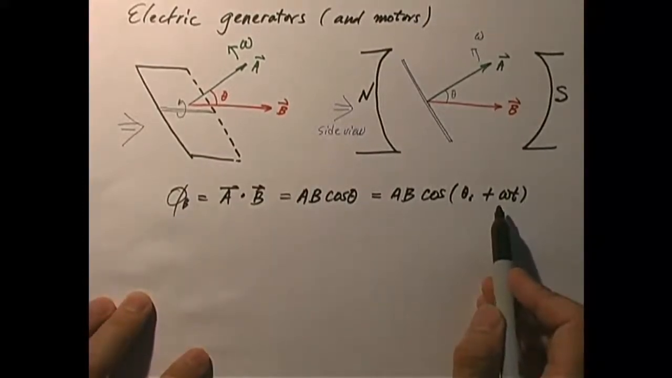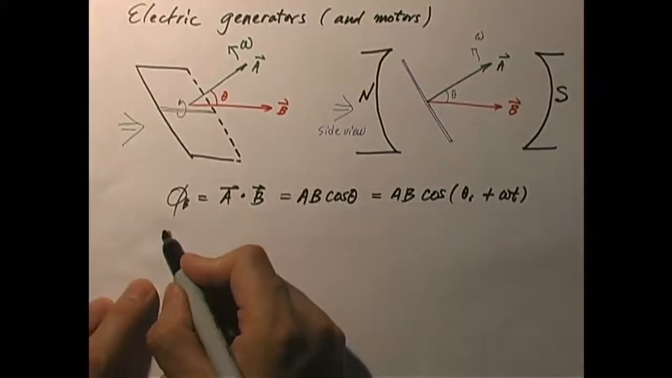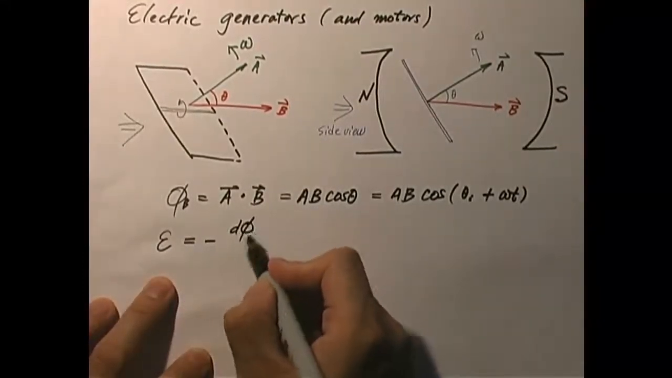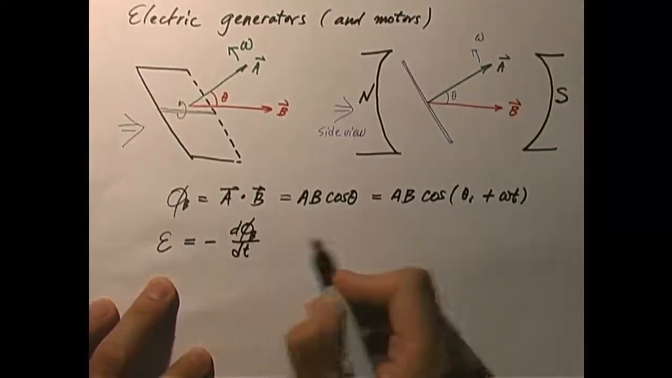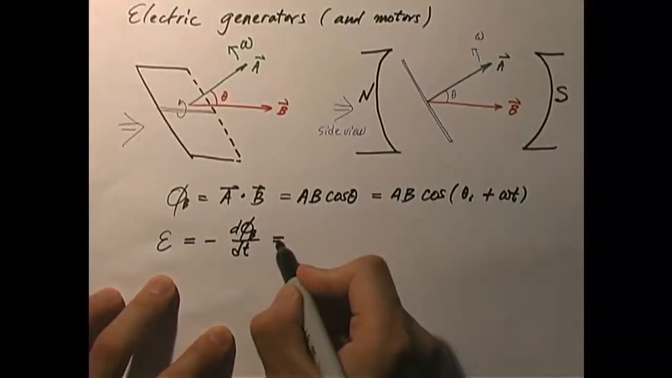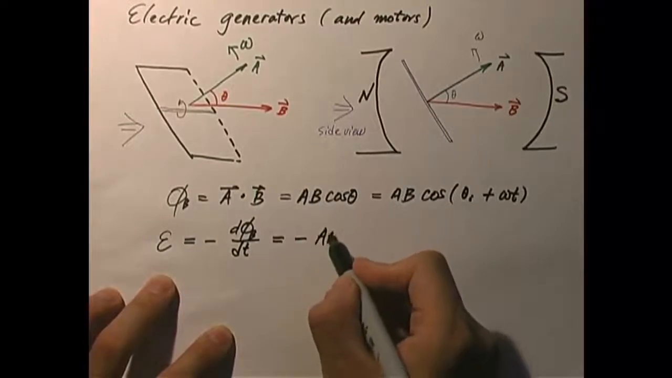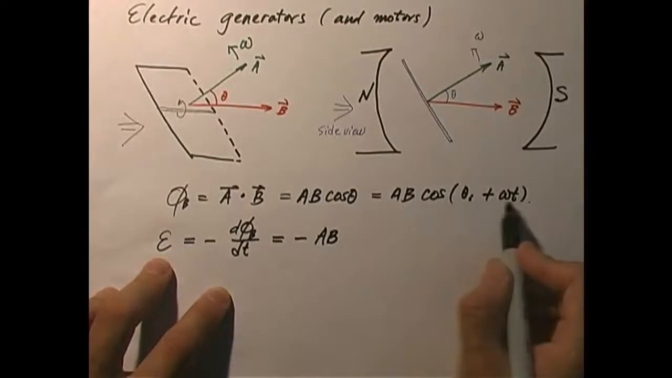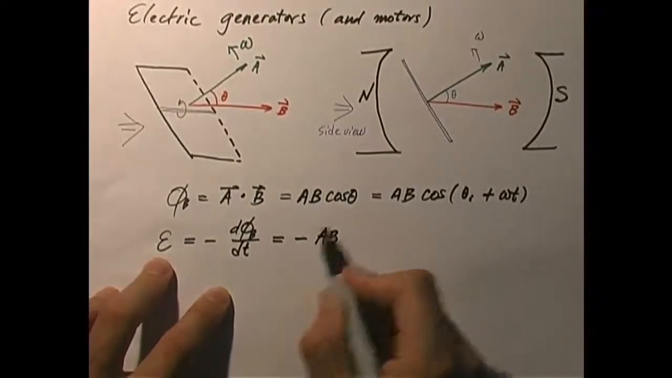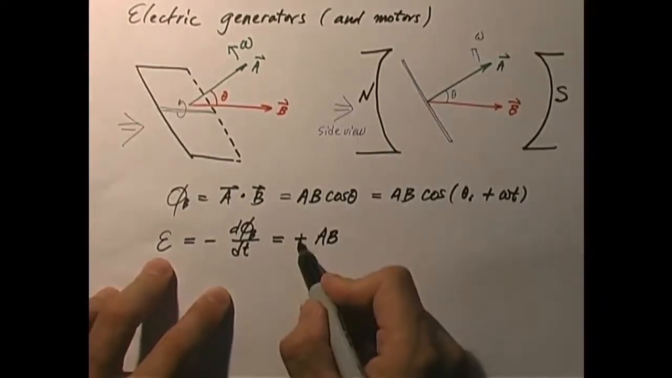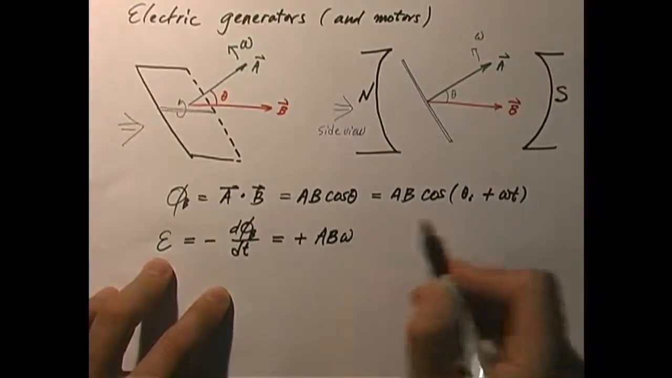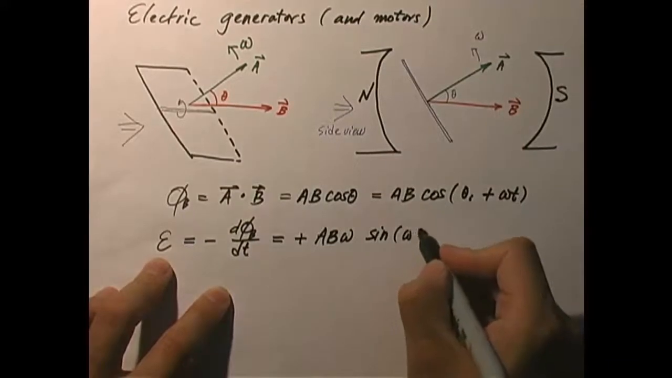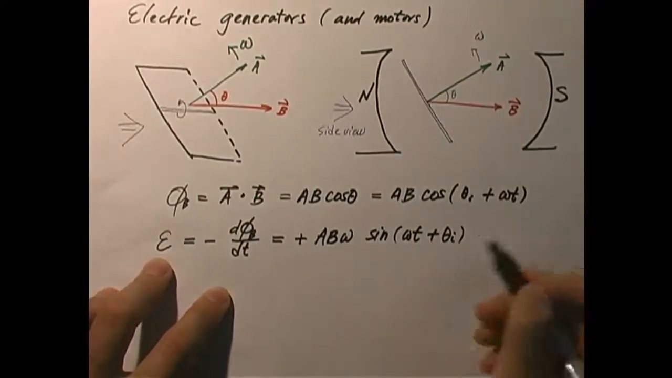This will result in an induced EMF, epsilon, which is equal to negative d phi B dt. Let's see how much that is equal to. Negative AB. Okay, and then you have to take a time derivative of the cosine function. You get a negative sine function. The negative sign cancels. There's an omega, and then you turn it into a sine function: sine of omega t plus theta initial.